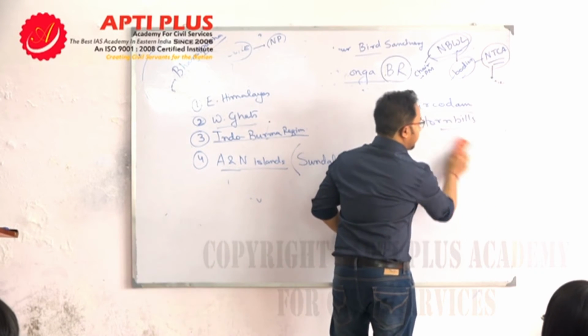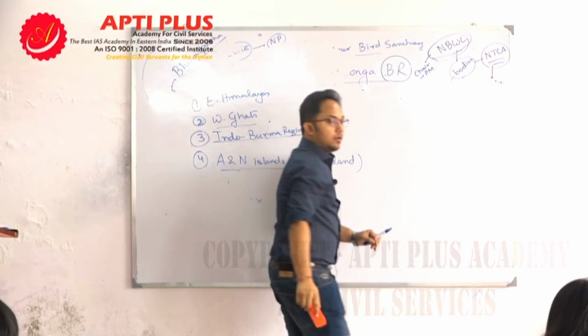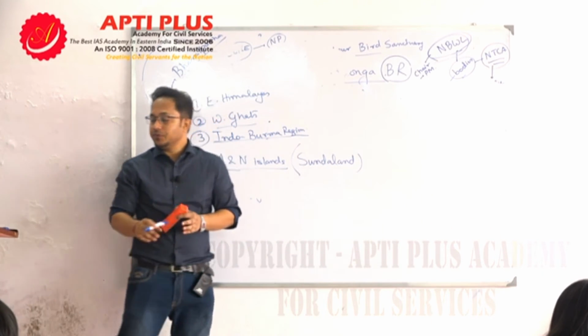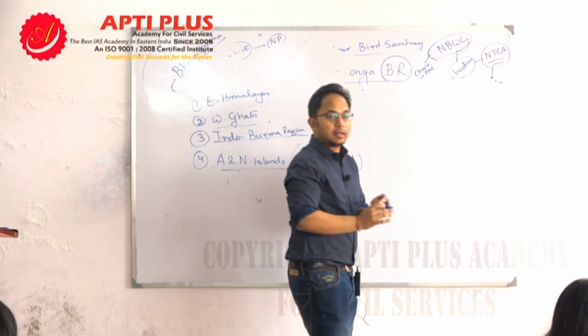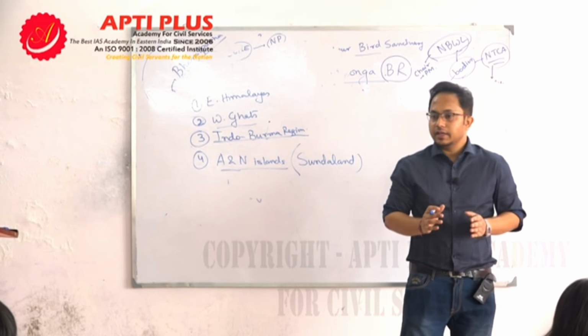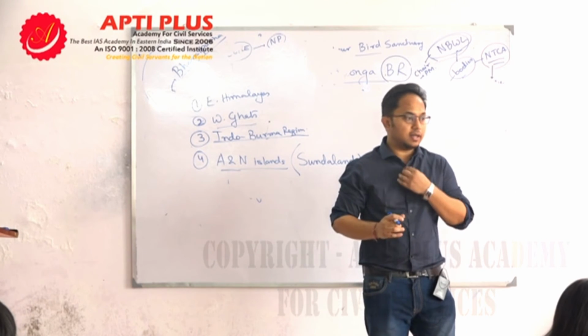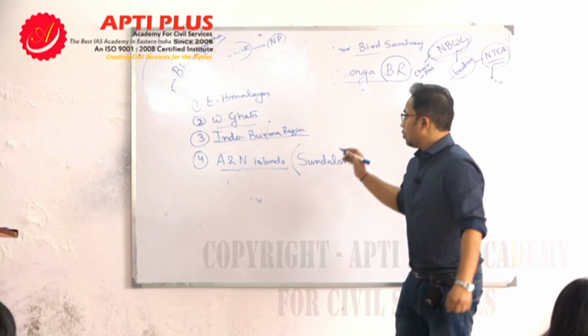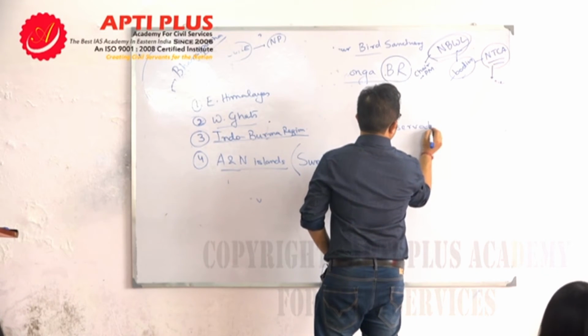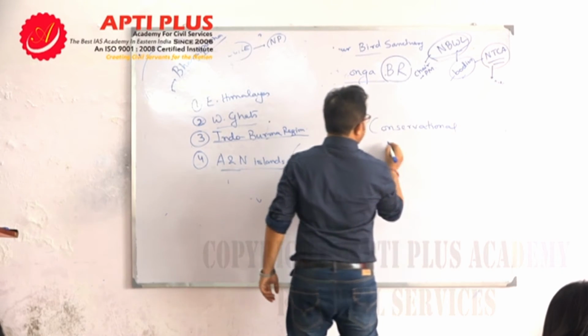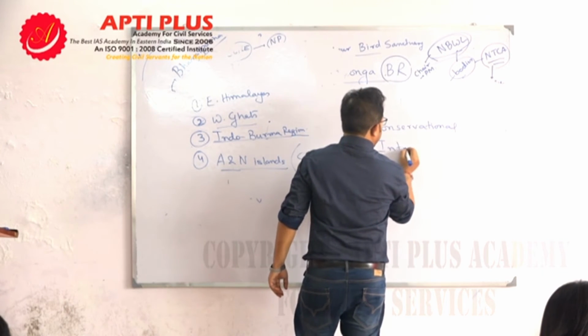कब declare किया जाता है? What are the criteria? Who declares a biodiversity hotspot? Anything that you remember? A particular group, मैंने कहा था इनका नाम थोड़ा सा याद रखो. It is called Conservation International. Please read up on this particular body, Conservation International.